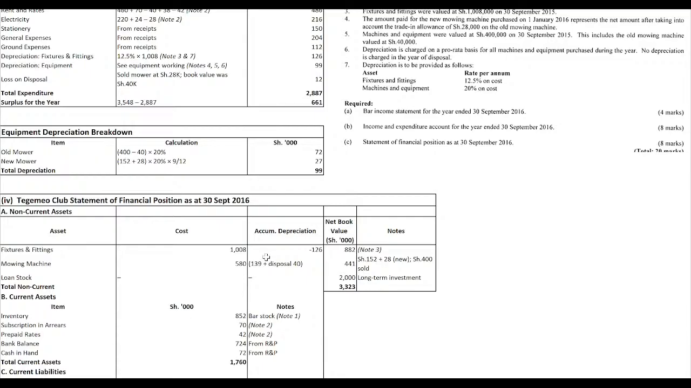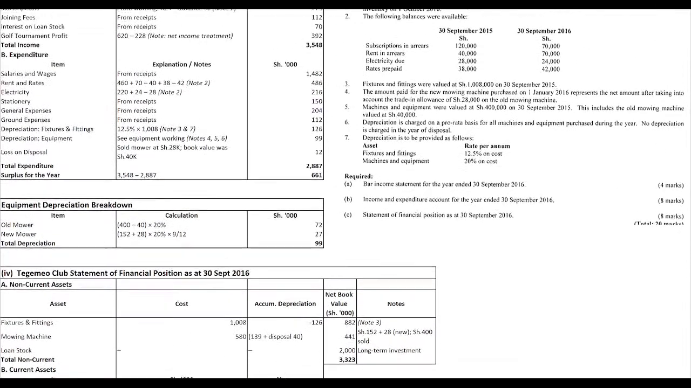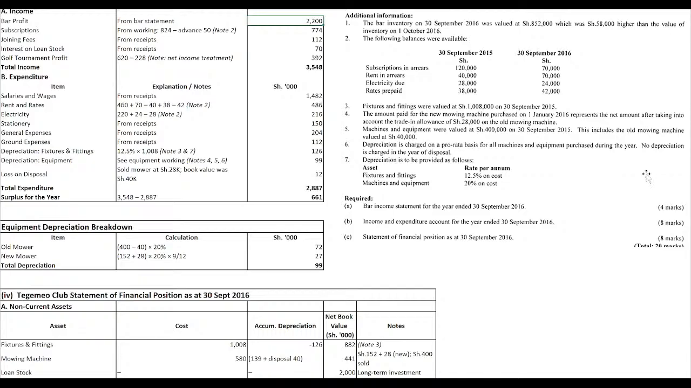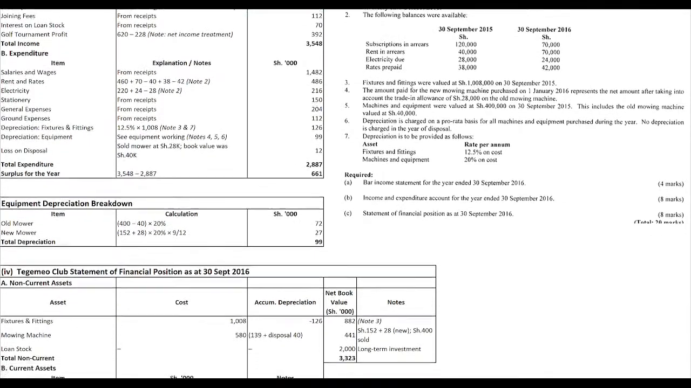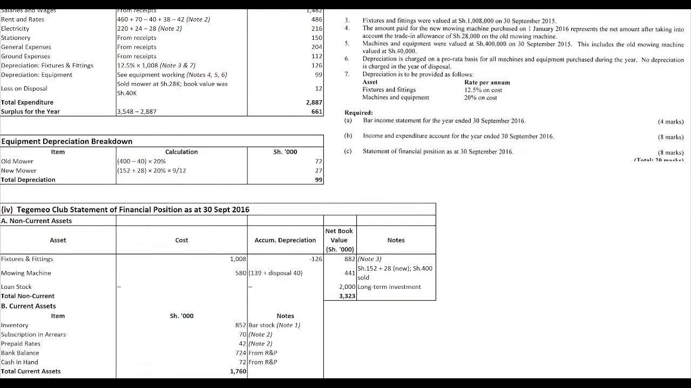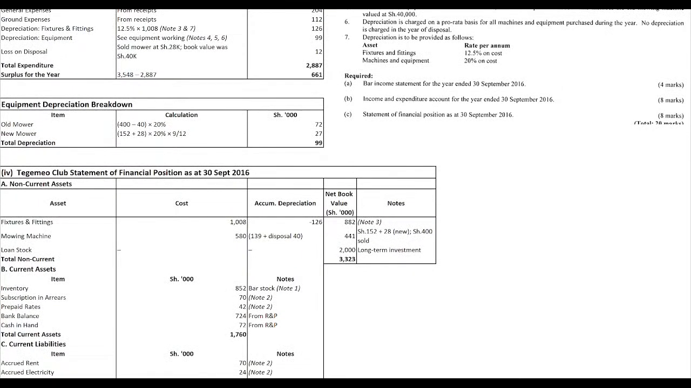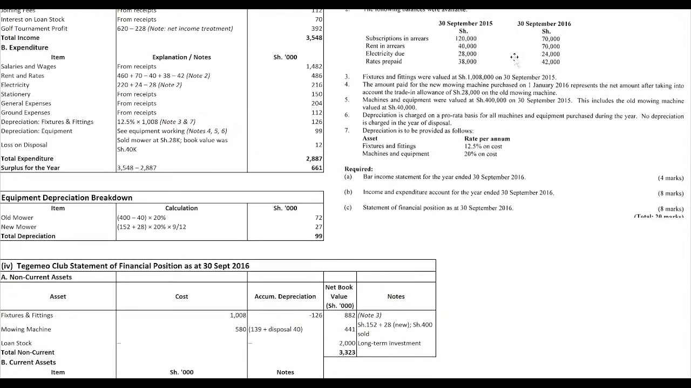So we go to the current assets. So we have the inventories. We have been told the closing inventories are valued at 852. So that is our value. Then you have subscription in arrears. We have been told that one is 70. This one is from our note 2. As you can see, in arrears is 70 here.